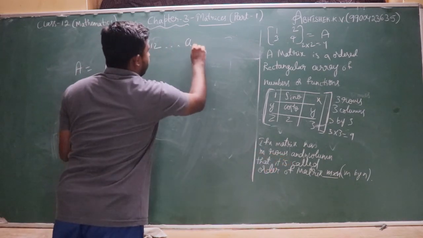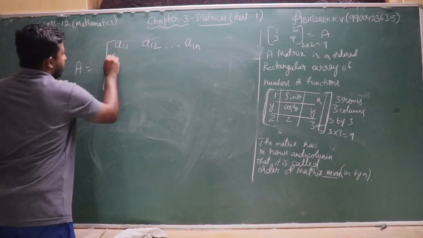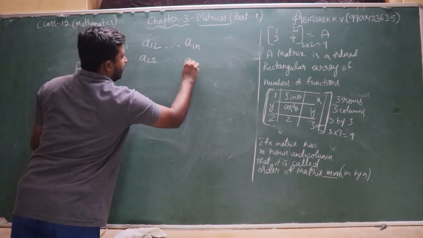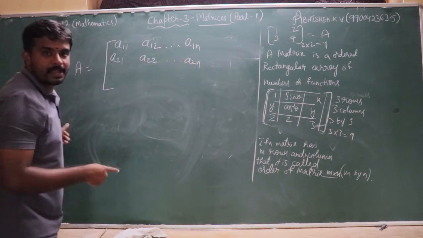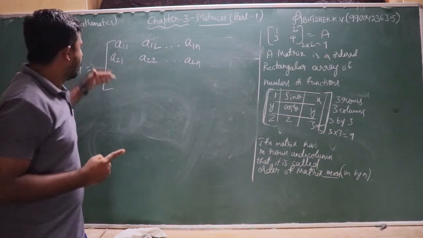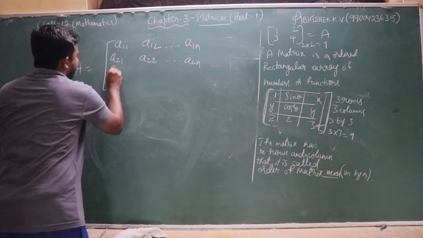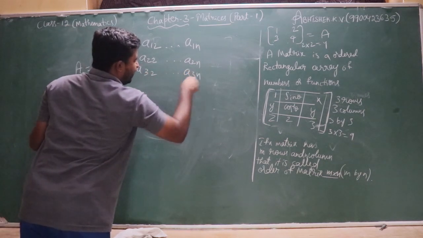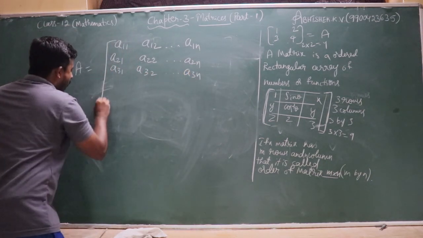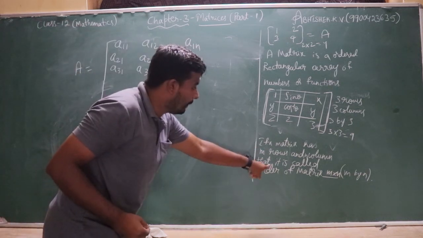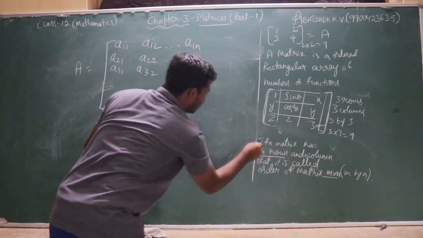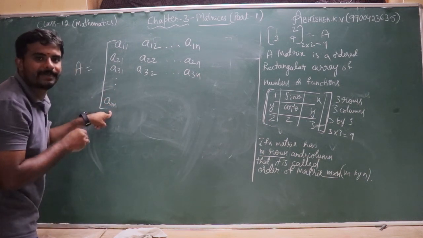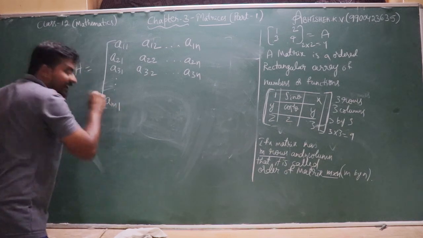N columns, A1n, then A21, A22, up to A2n, because the first suffix represents rows. First row, second row, then A31, A32, up to A3n, like this. How many rows? We have m rows. The first suffix represents rows.